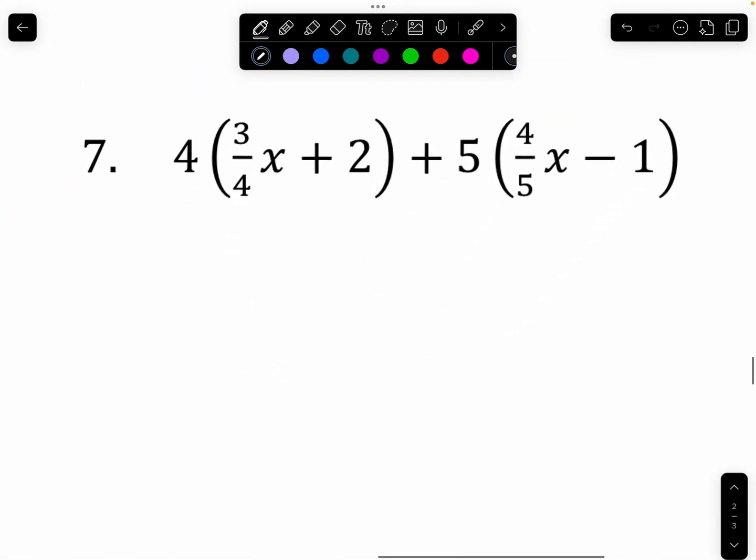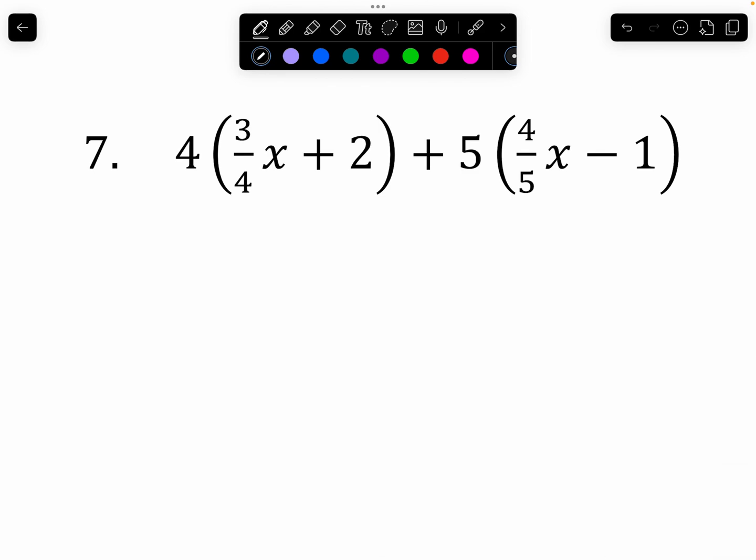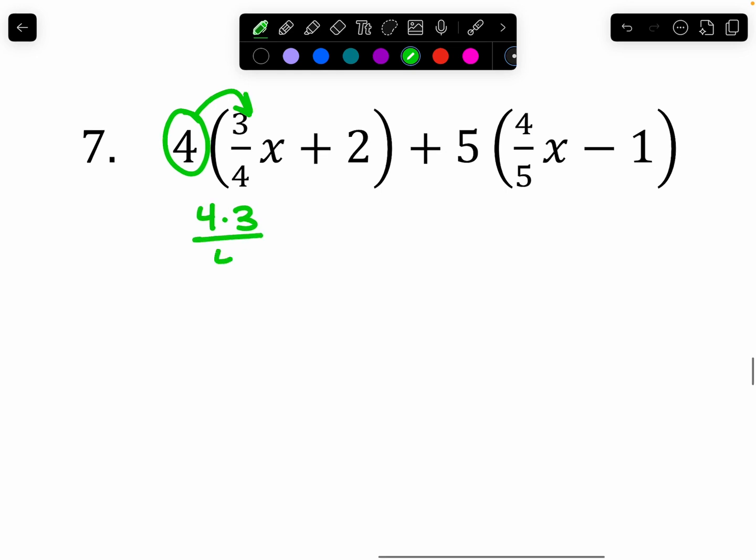Okay, here we go. Number 7 is very similar to number 3, where we have a fraction and a whole number. So I'm going to start by multiplying 4 by this fraction. You multiply the whole number by whatever the numerator of your fraction is, and then you divide it by the denominator of your fraction. So that's going to give me 12 divided by 4, which is 3. So this will be 3x. Don't forget that there's an x up there. And then we're going to do 4 times a +2, which is a +8.